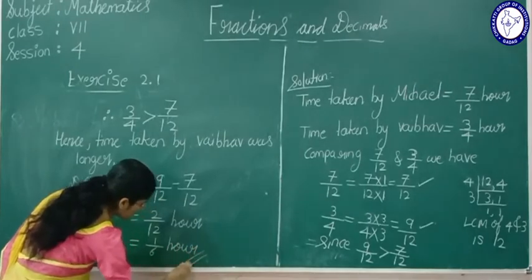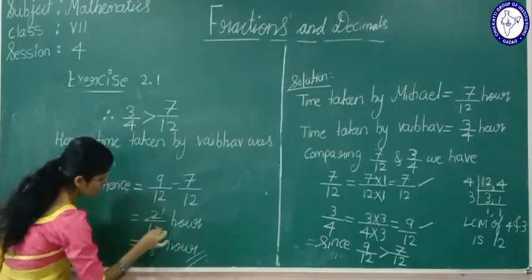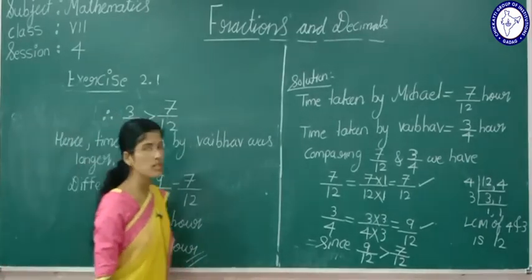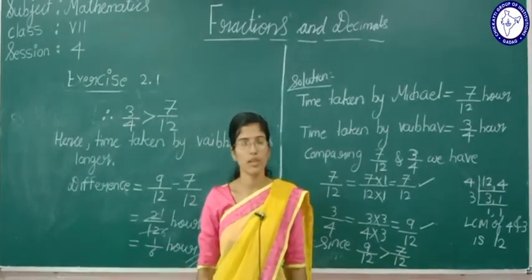We can write like this also. 2 1s are 2, 2 6s are 12. Okay. So this completes your exercise 2.1.